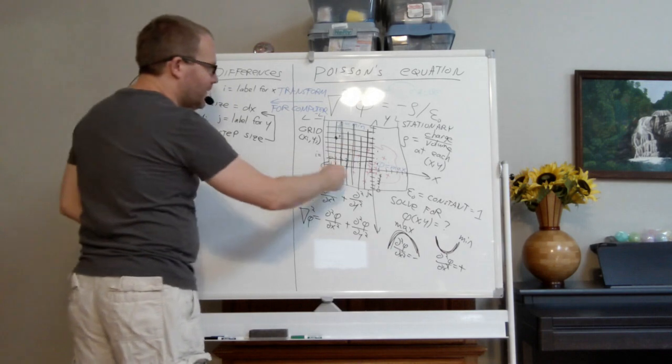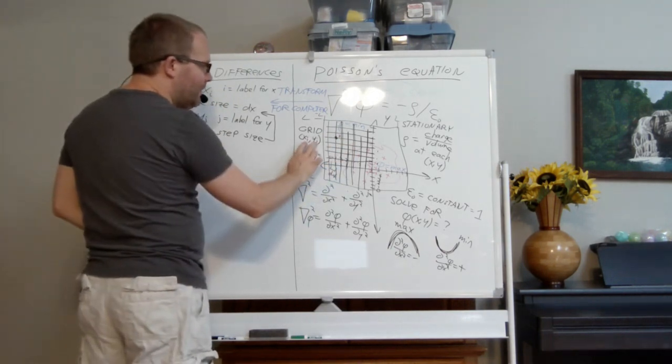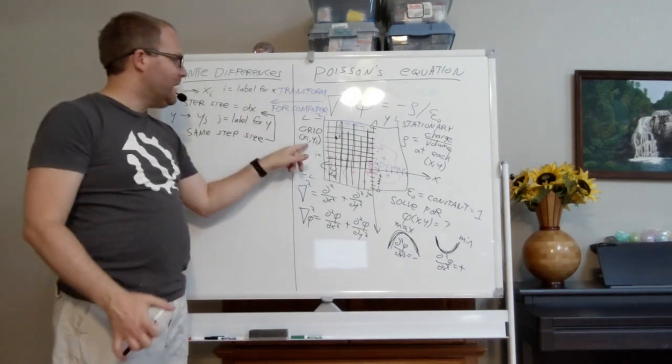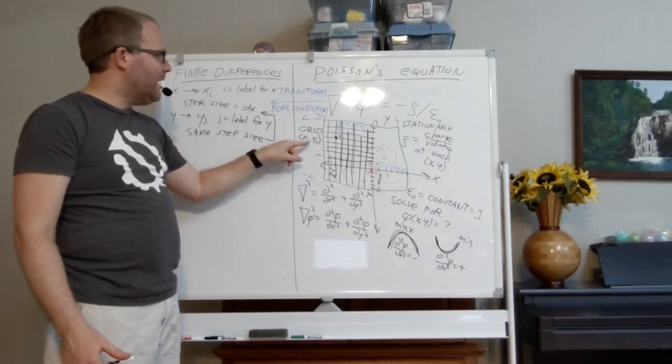So each one of these points on the grid basically gets labeled by an address of i, j. So you can think of each point along the grid as just having a different set of labels, i and j.